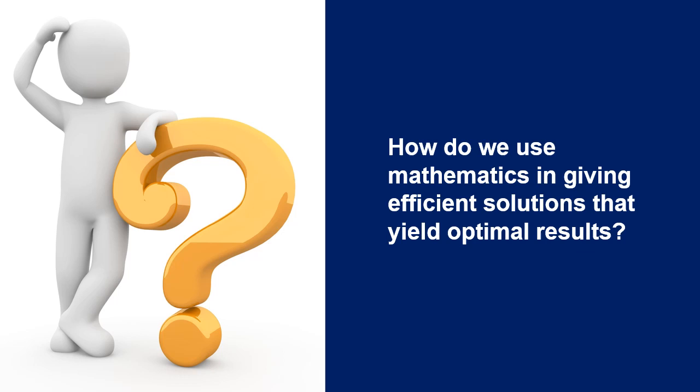So for the first part, we will look at linear programming. The question is, how do we use mathematics in giving us efficient solutions that yield optimal results? When we say optimal, it's either we want to maximize or minimize something. For example, there are problems wherein we have to maximize the profit, and minimization problems, for example, where we want to minimize the cost of producing certain units.